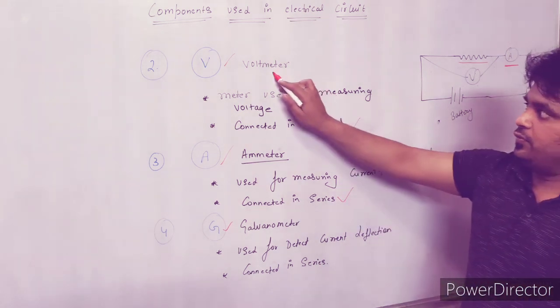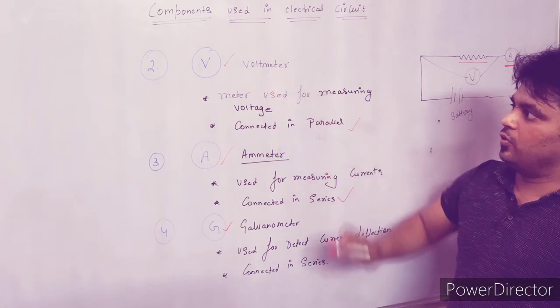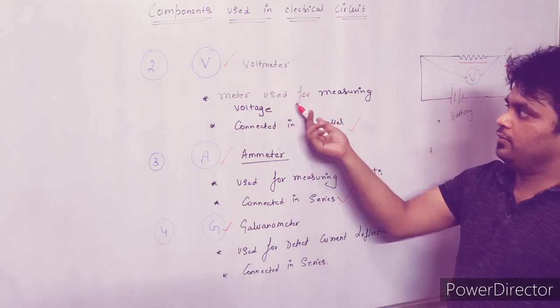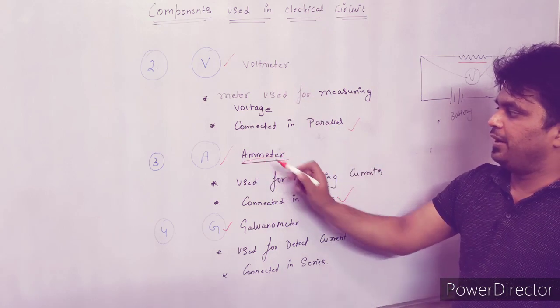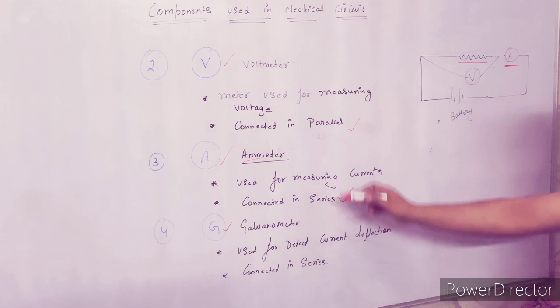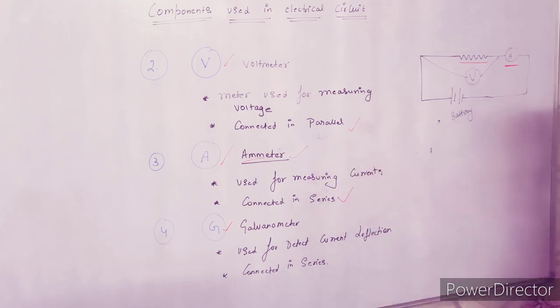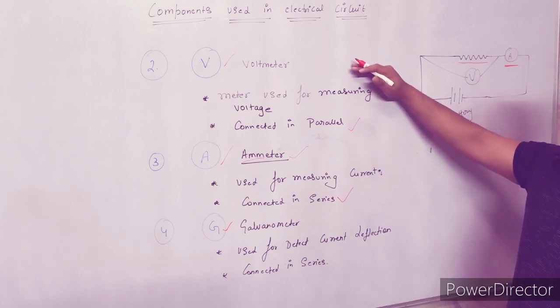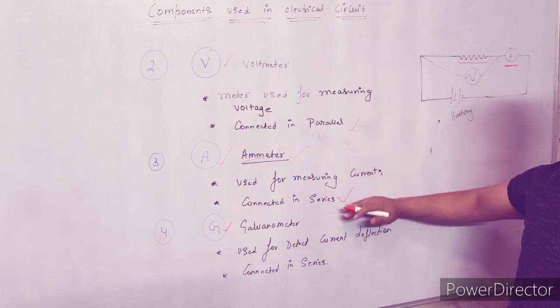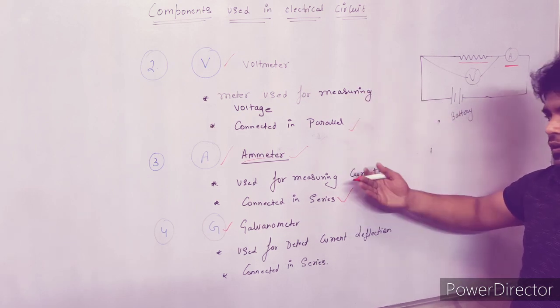So what is a voltmeter? A meter used for measuring voltage. Simply, the name voltmeter comes from voltage. Ammeter: ampere is the unit of current, so an ammeter is used for measuring current. It is connected in series. So a voltmeter is a meter used for measuring voltage, and an ammeter is a meter used for measuring current.